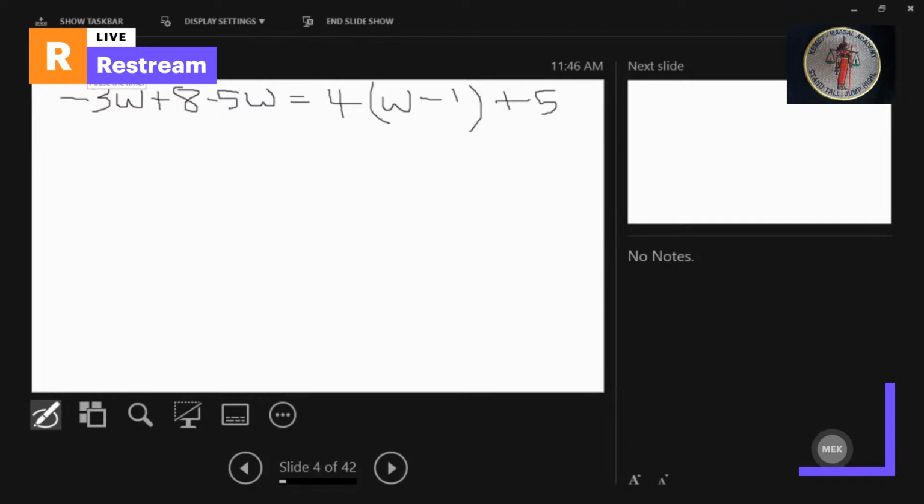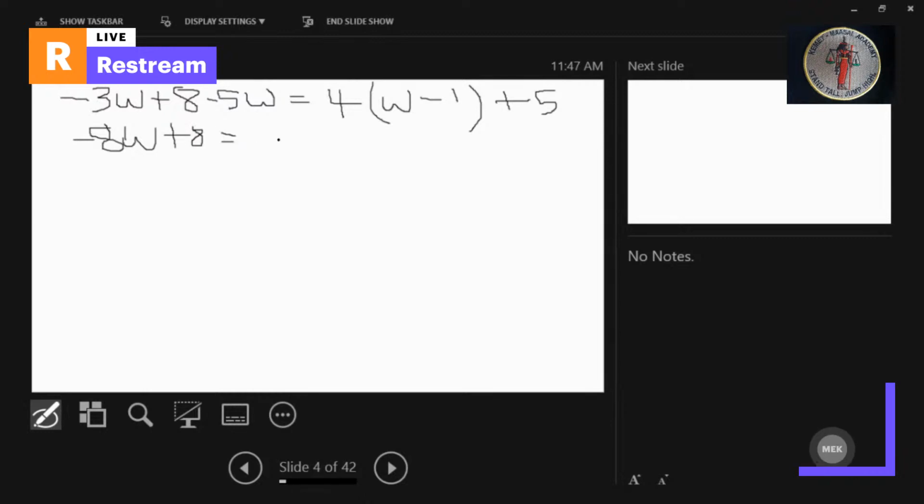So let's expand first. So we're right back. So we can simplify on the left. We can simplify the 3w minus 5w. That's going to give minus 8w. Right? We can simplify that. Plus 8.